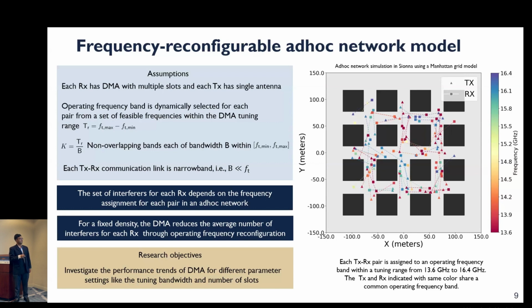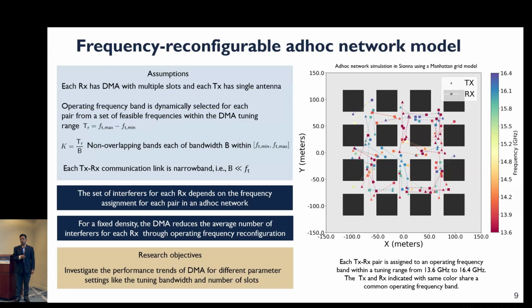With this approach, the set of interferers for each RX depends on the frequency assignment for each pair in the ad hoc network. I will discuss how we allocate the frequency in the upcoming slide. The benefit of this is that if we fix the density of the ad hoc network, then for each RX, the average number of interferers reduces because we are dynamically allocating the operating frequency band.